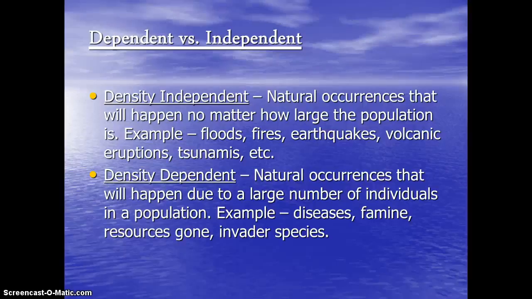On the other side of the coin, density dependent factors are going to be like food availability, okay, so famine, diseases that could spread. Those types of factors are dependent on how big the population gets. So those are the two major categories.